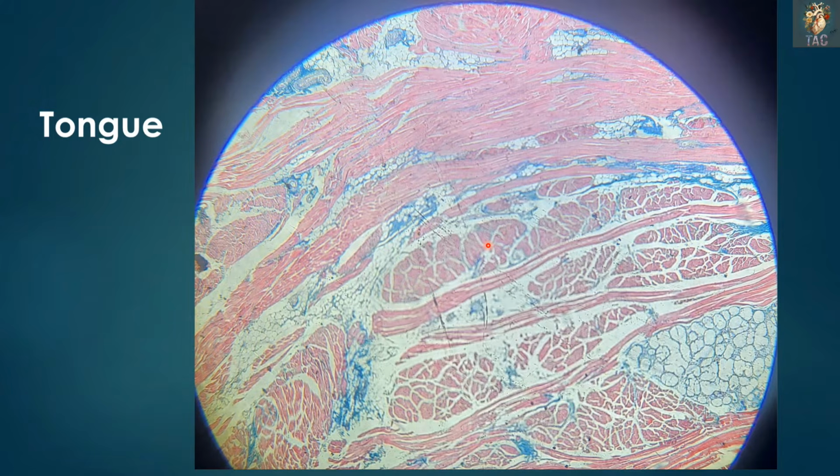This is another slide of the tongue taken from the core of the tongue, in which you can see a large number of skeletal muscles. These are running in different directions, and these directions are at right angles to each other. In addition to these skeletal muscles, here you can also appreciate the mucus acini. These are the unnamed salivary glands which are present in the substance of the tongue.